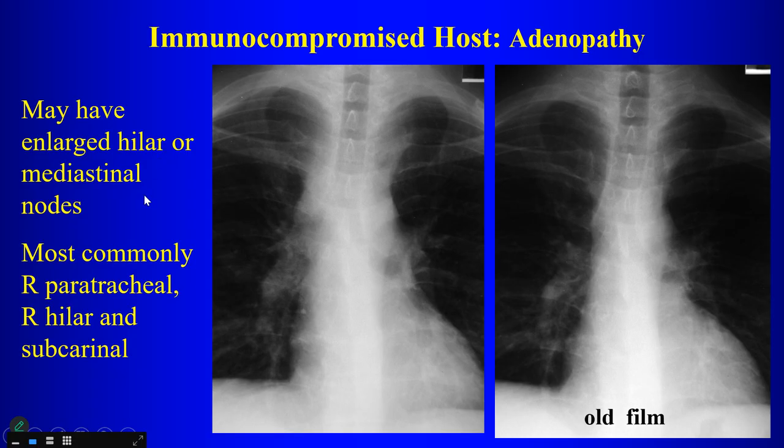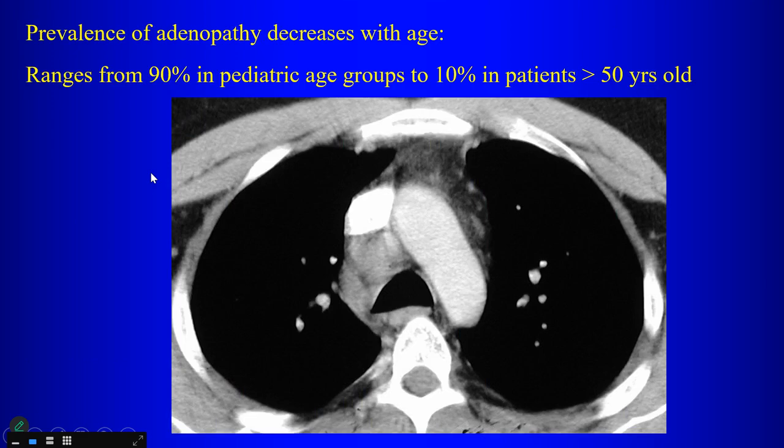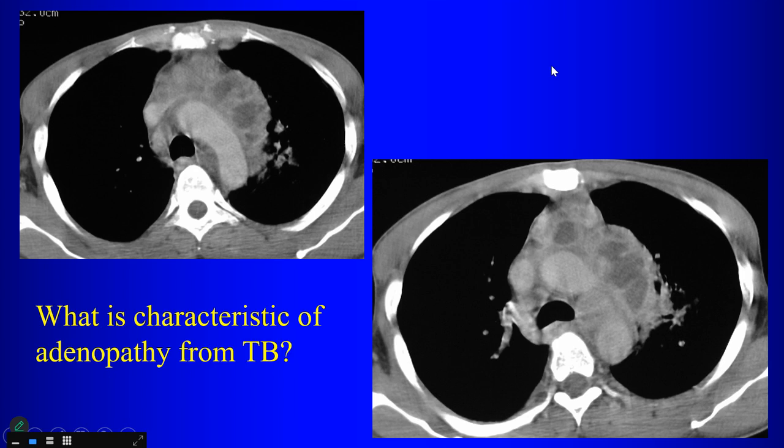Lymphadenopathy, we can have enlarged hilar or mediastinal nodes, most commonly paratracheal, hilar, subcarinal. So here's the prior study, there's the right paratracheal line, nice and thin. Here's the current study, this patient has right paratracheal lymphadenopathy. So this patient did have tuberculosis here. The prevalence of adenopathy decreases with age, so it's more common to see it in the younger age groups as opposed to the older age groups, lymphadenopathy from tuberculosis.